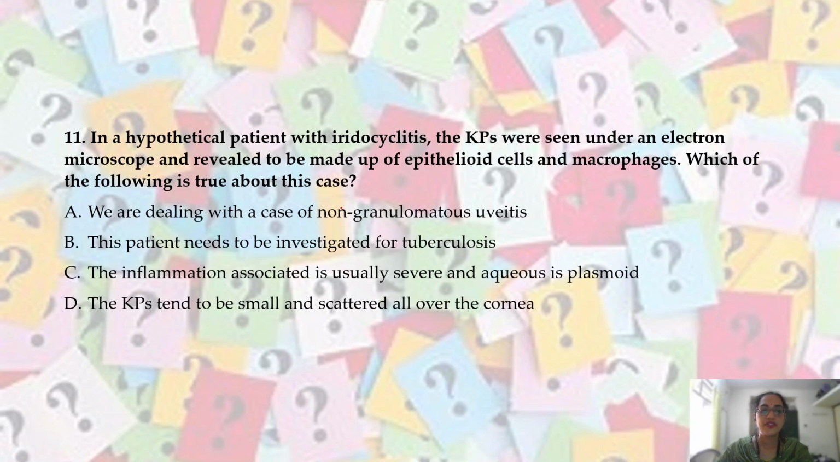So the options are, we are dealing with the case of non-granulomatous uveitis. This is wrong because we are dealing with the granulomatous inflammation. This patient needs to be investigated for tuberculosis, correct?